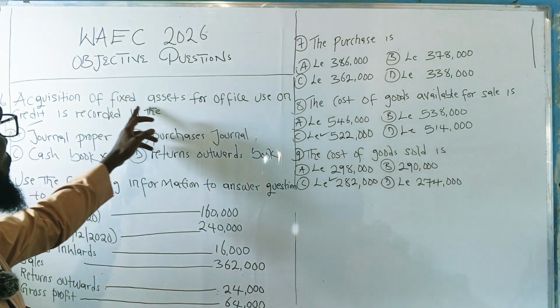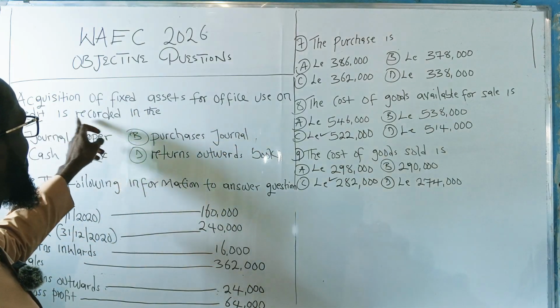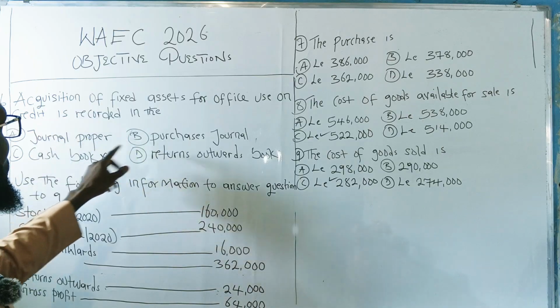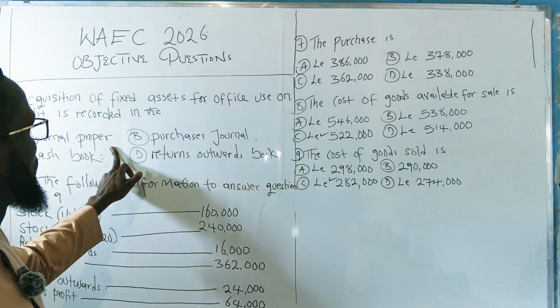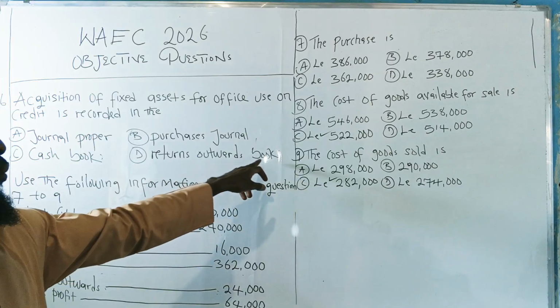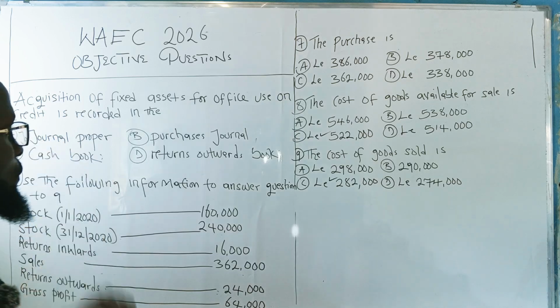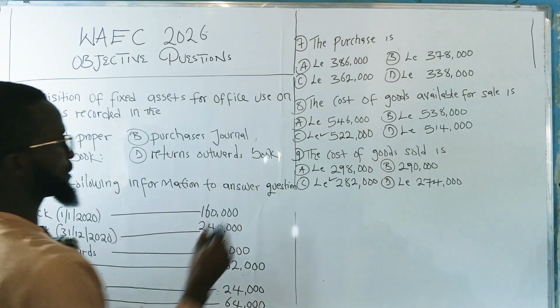Acquisition of fixed asset for office use on credit is recorded in the: A. Journal proper, B. Purchases journal, C. Cash book, D. Return outward book. So, purchases of fixed asset for office use. Where are we supposed to record it? Let's start with D, return outward.